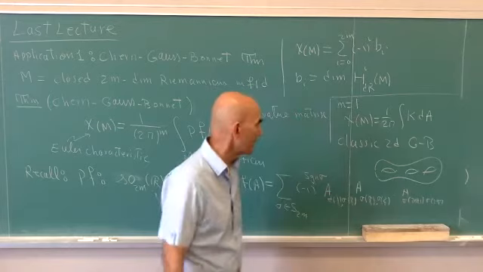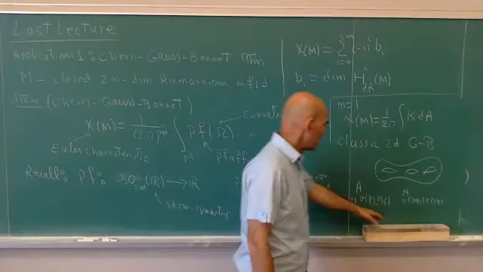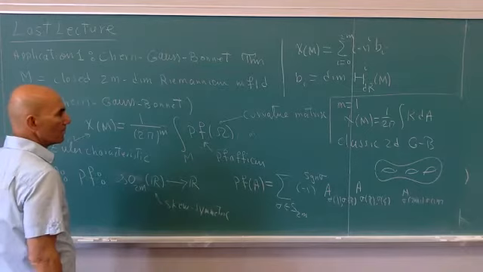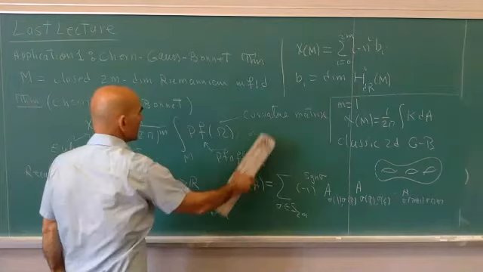So that's the general form. Now, what Atiyah and Singer showed is that this is actually a consequence of their theorem. It follows from the theorem. So let me now mention, first of all, the Euler characteristic is an index.